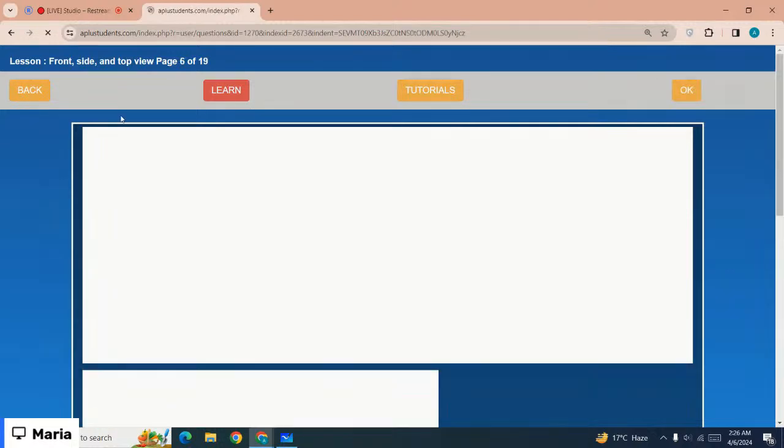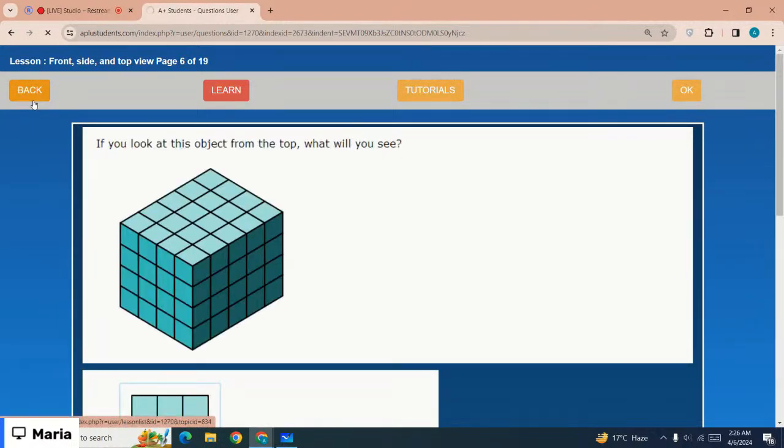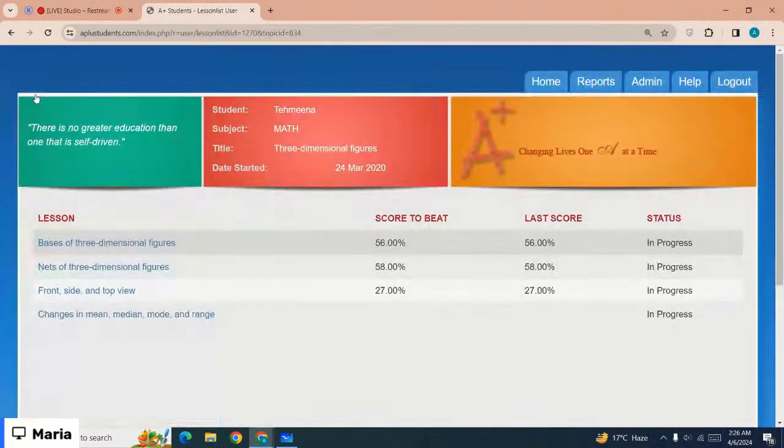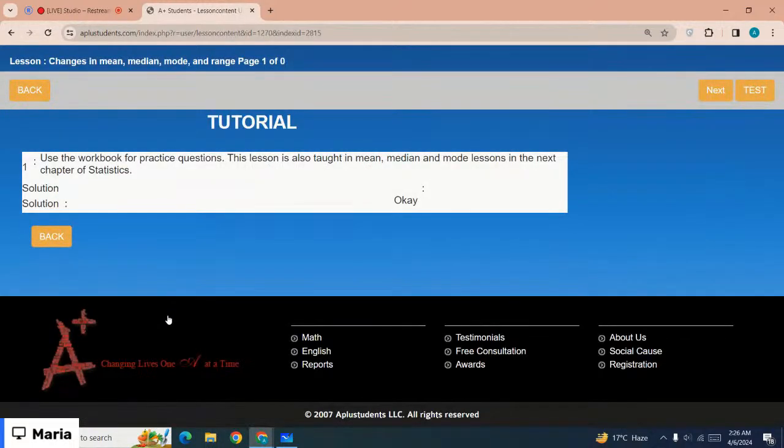Let me just move on to the next lesson. The next lesson is changes in mean, median, mode, and range. Let's just start with the lesson. Okay, use the workbook for practice questions. This lesson will be taught in mean, median, mode lessons in the next chapter of statistics. It's okay, we have done with the lesson.